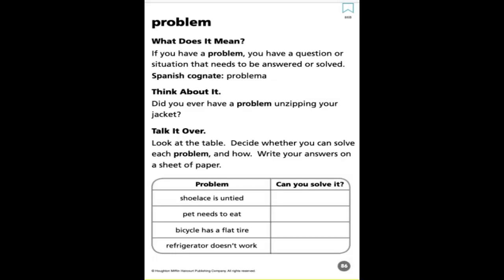Ready? A shoelace is untied. Pet needs to eat. Bicycle has a flat tire. And our last problem, refrigerator doesn't work. So you're going to tell me yes or no if you can solve it.